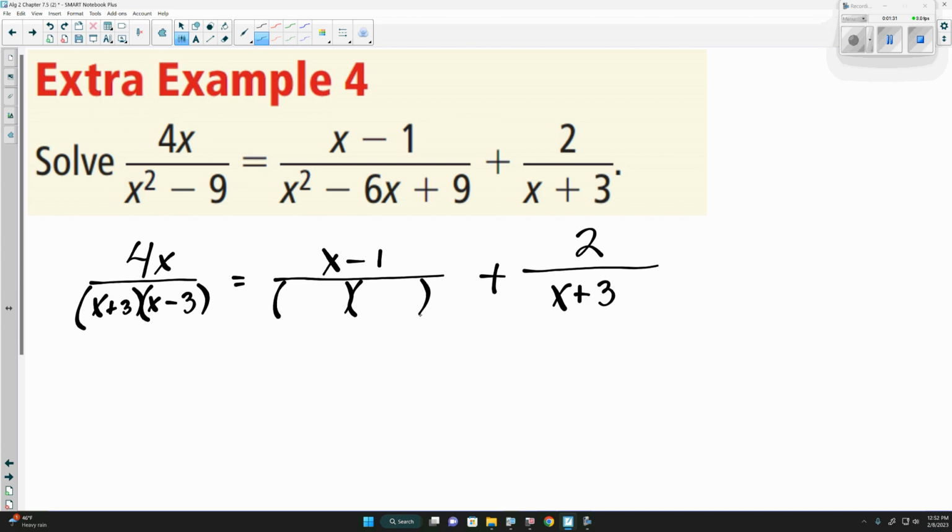Now, we do need to factor the second one, the x squared minus 6x plus 9. Since the third term is positive, our signs are the same and match the sign of the middle term. x and x, and then 3 and 3.